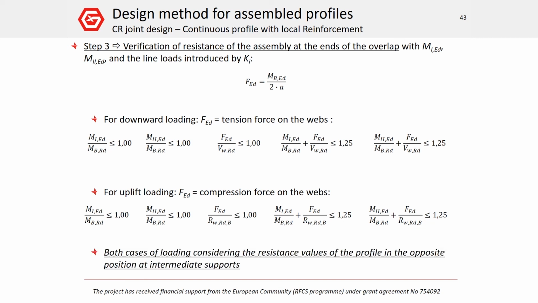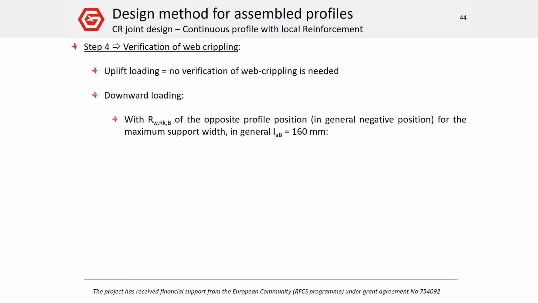It's important to note that for this step 3, resistance values of the profile in the opposite position must be used for both cases of loading. Step 4 is the verification of web crippling. It is not relevant for uplift loading, but necessary under downward loading.